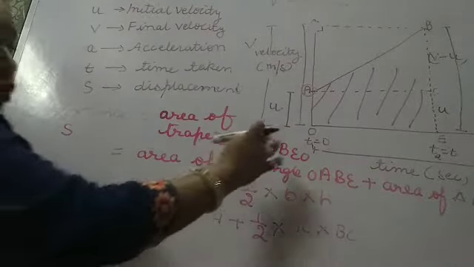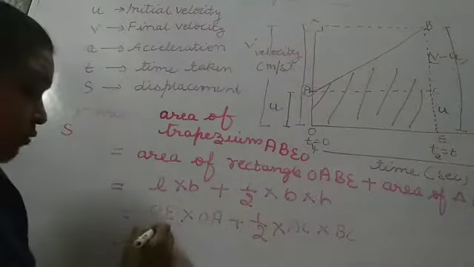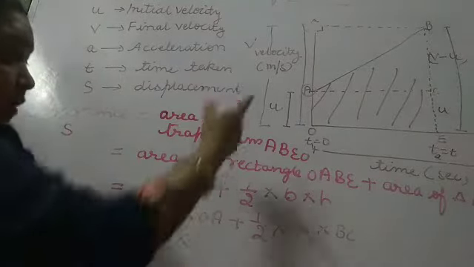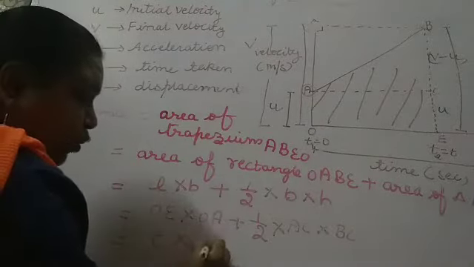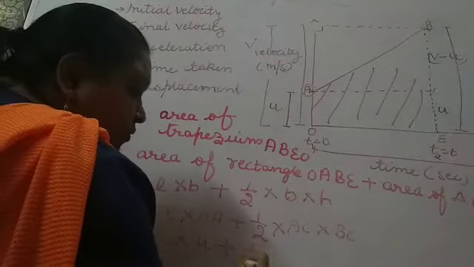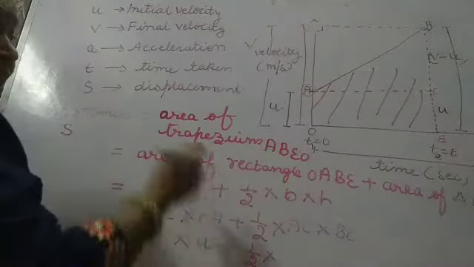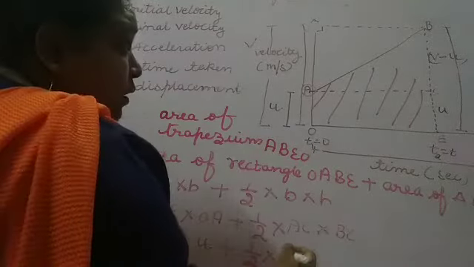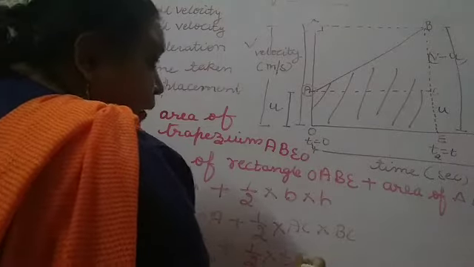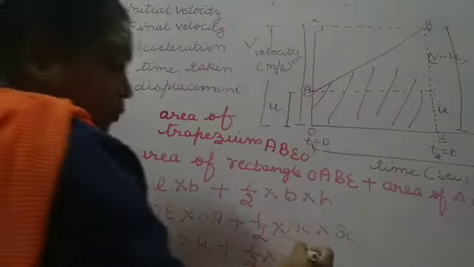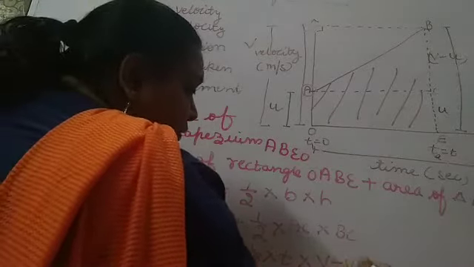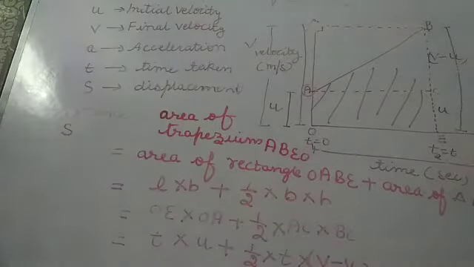I just have to put in the given values. The value of OE is equivalent to t. The value of OA is u. AC is again t, multiplied by BC. What is the value of BC? It is v minus u. Is it clear to you?